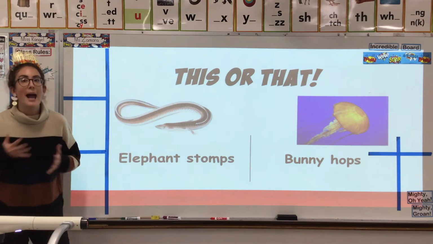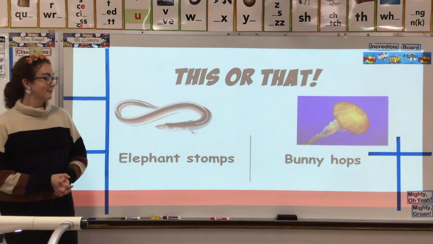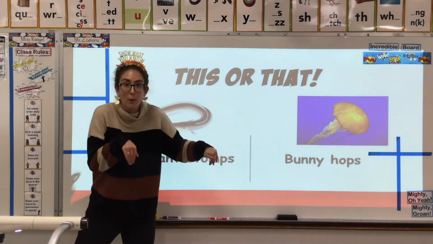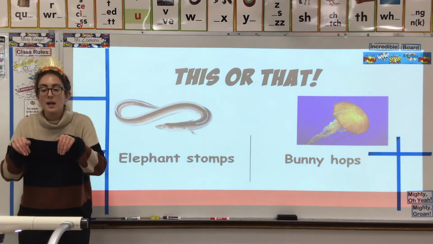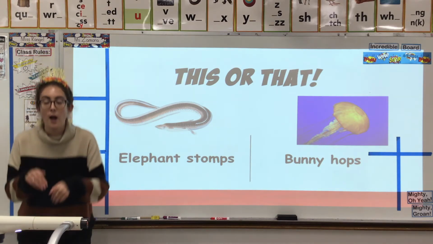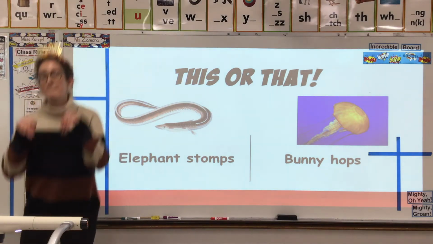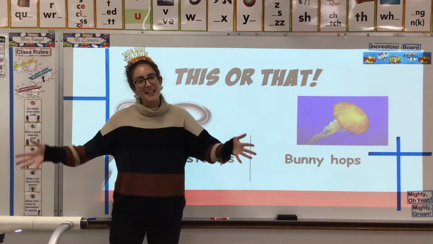Which would you choose if you had to pick one? The jellyfish because I think they're a little bit slower. So I'm going to do 5 bunny hops. Are you ready? Here we go. 1, 2, 3, 4, 5. Good job. Thank you so much.